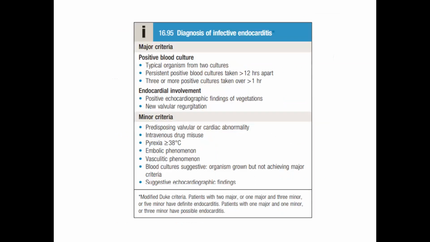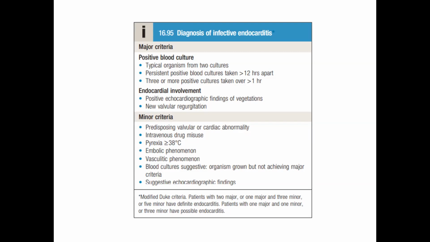Okay. Then diagnosis of infective endocarditis. It is known as the modified Duke criteria, which has major criteria and also minor criteria. In major criteria, positive blood culture: typical organism from two cultures, persistent positive blood cultures taken greater than 12 hours apart, or three or more positive cultures taken over greater than 1 hour. So in major criteria, there should be positive blood culture and also endocardial involvement.